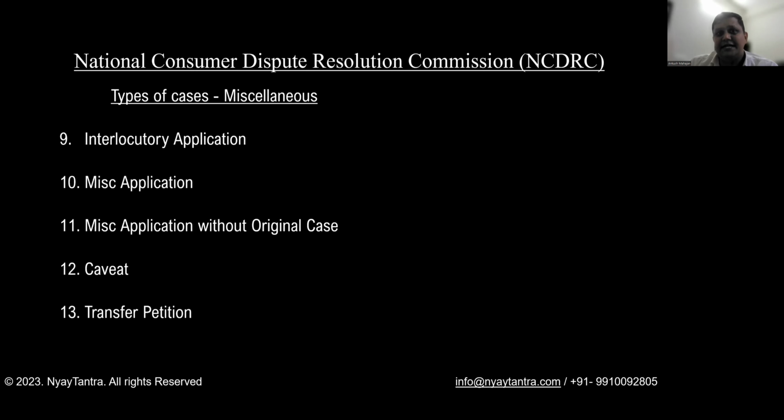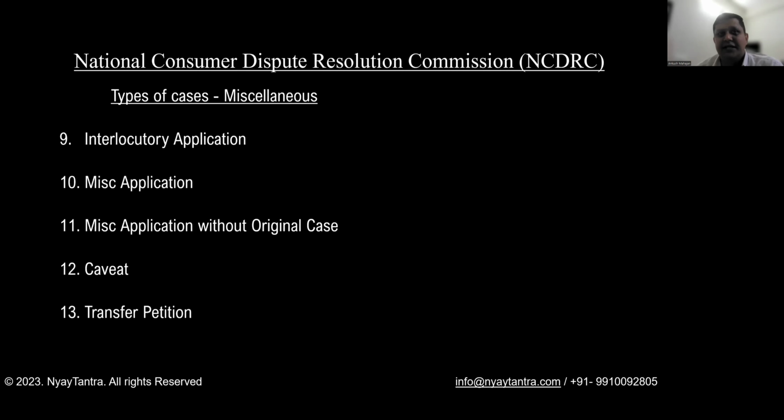Miscellaneous applications before the NCDRC are filed in matters where the main matter has already been disposed of, but still you are seeking some remedy in the main matter and trying to put life again into the already disposed of matter. It could be a consumer complaint, an appellate proceeding, or an execution proceeding. Such kinds of cases will be covered in the miscellaneous application. And the next category is the miscellaneous application without an original case, when you do not have any already disposed of case or any reference on which you wish to rely; you will file such an application.